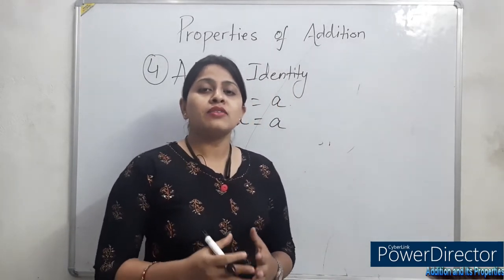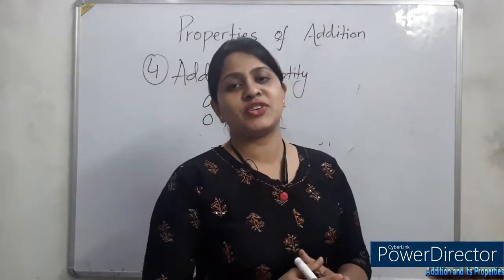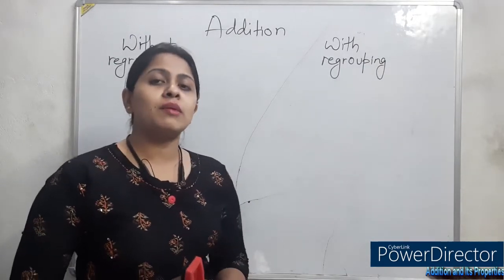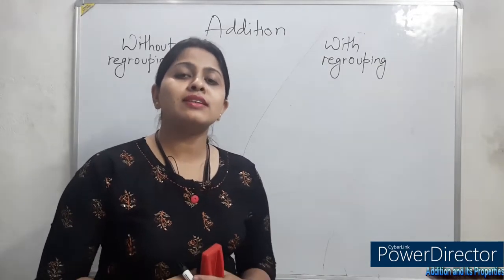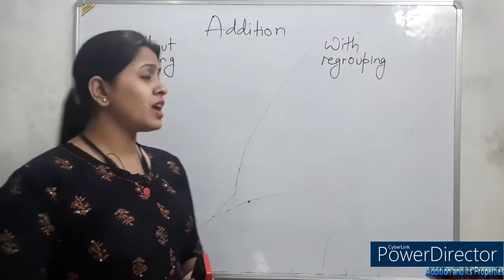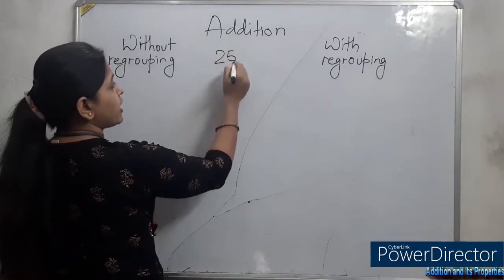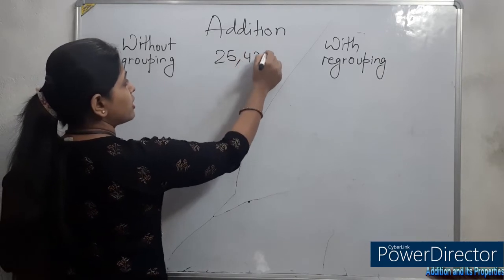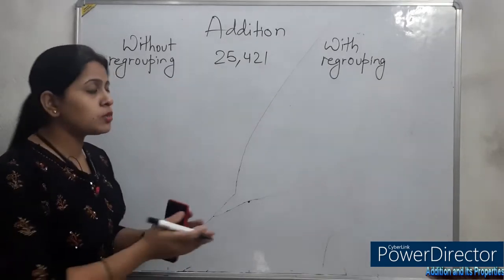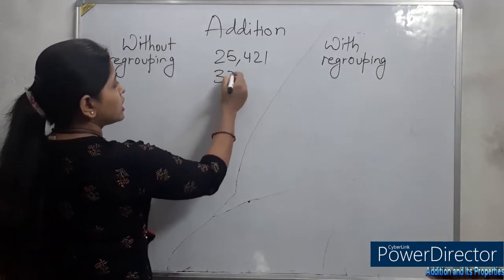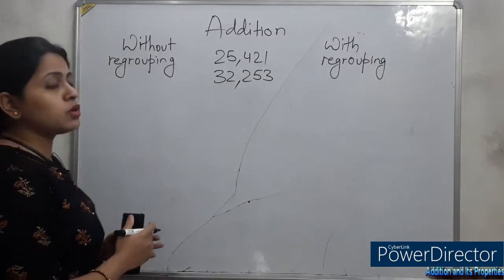So let's start a few more questions related to grouping and regrouping of addition. Here we are going to talk about addition with regrouping and without regrouping. First of all, let's start with without regrouping. Suppose there is an example. We are going to add 25,421 and 32,253. These two numbers we are going to add.